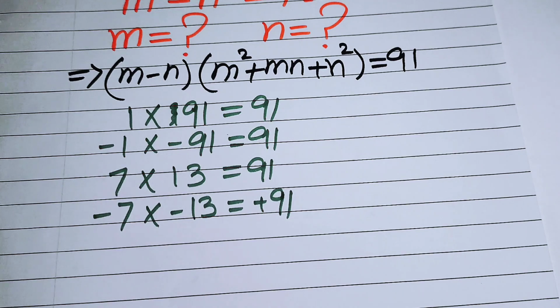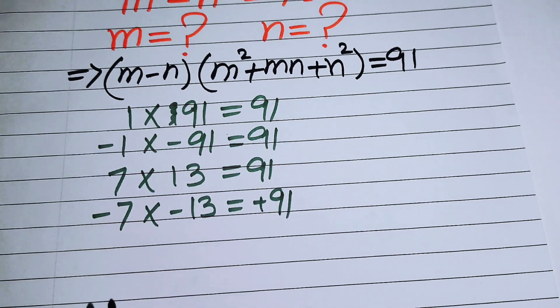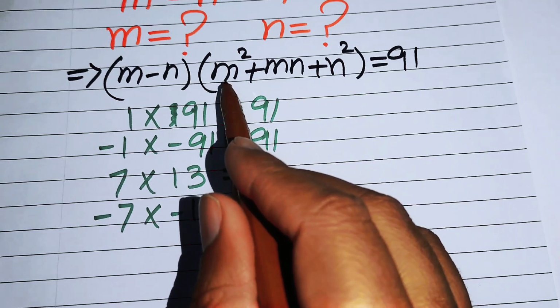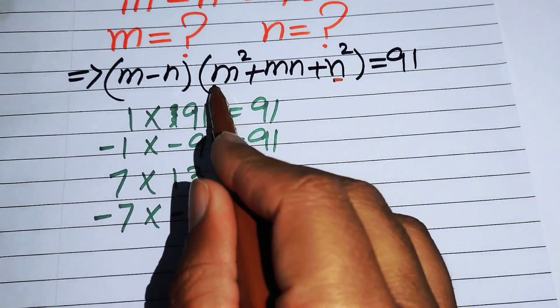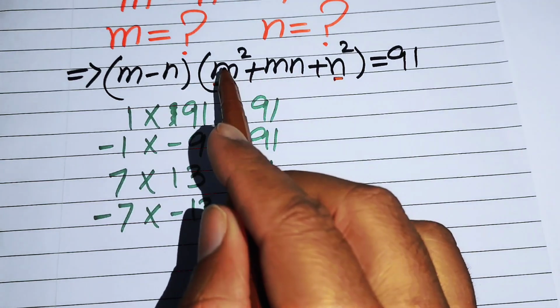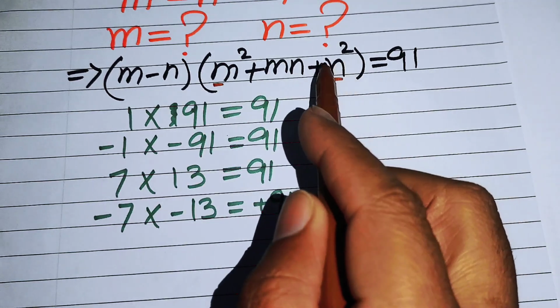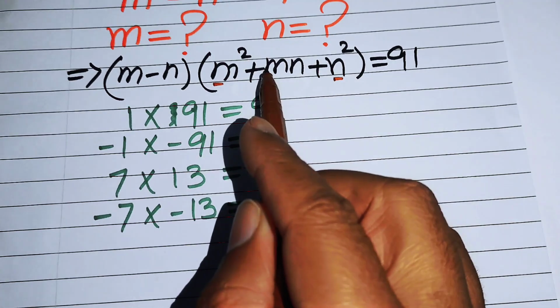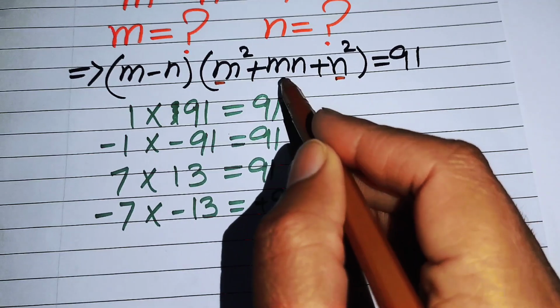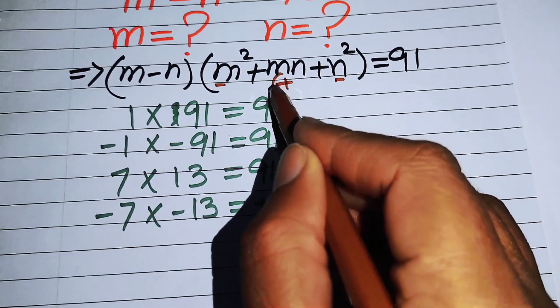So we have these four possibilities, and now we will check which of them satisfy the given condition. Remember one thing: m squared is positive, and n squared is also positive. And when you add m times n to m squared plus n squared, this will always give a positive answer.